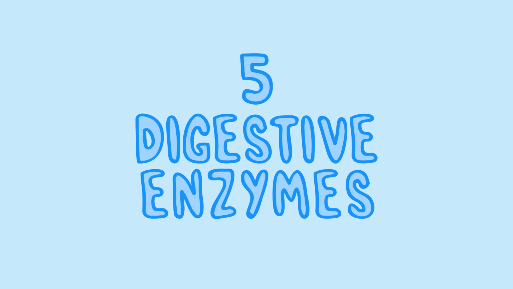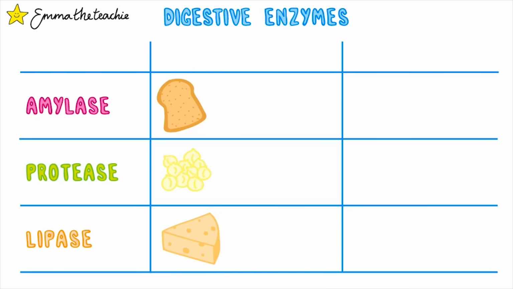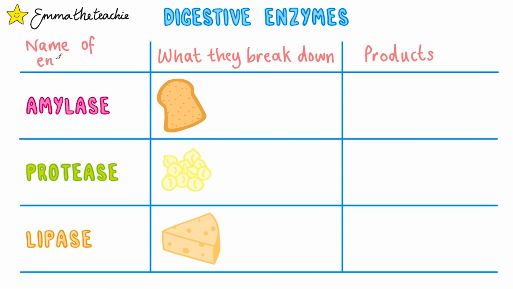5. Digestive enzymes. In the Digestive System video, you heard the names of 3 digestive enzymes. Today, we're going to look at what they break down and the products of this breakdown. So let's take a look at the names of them.